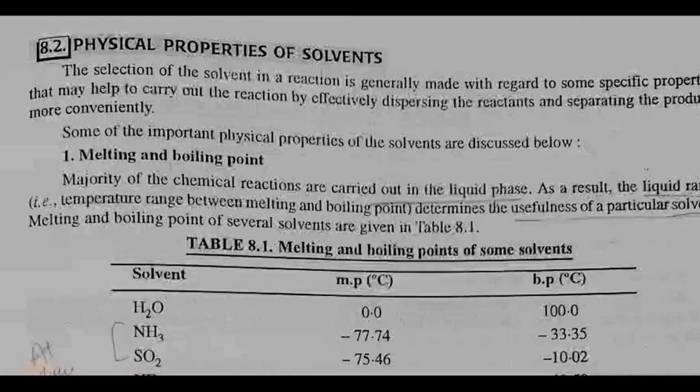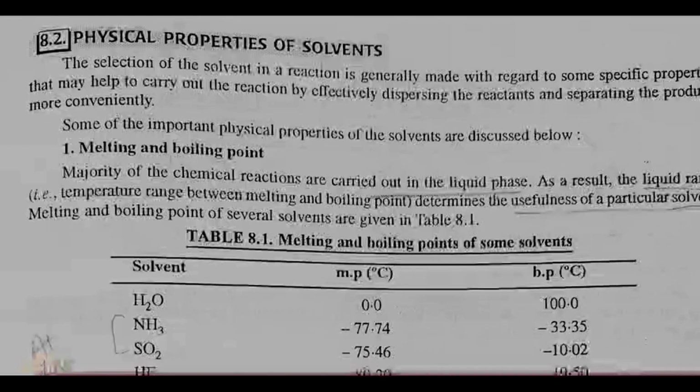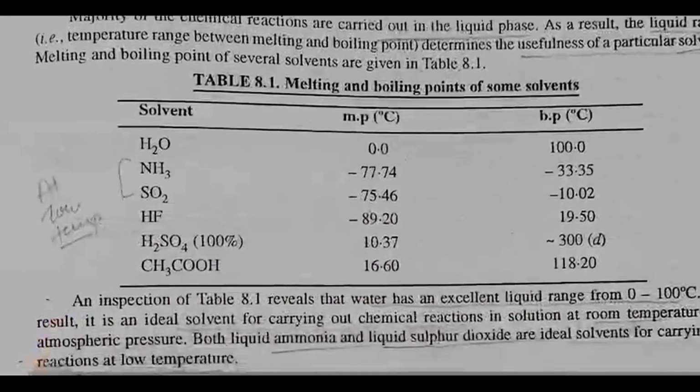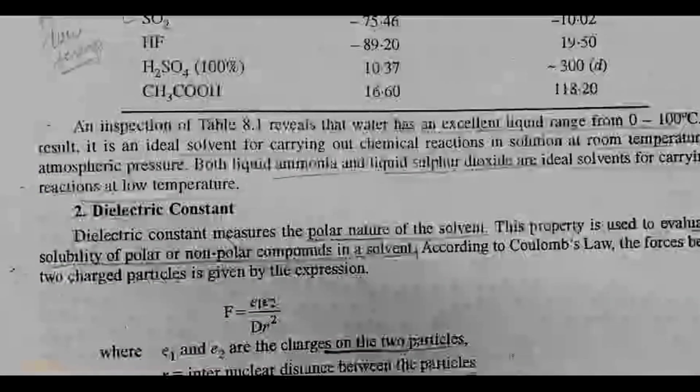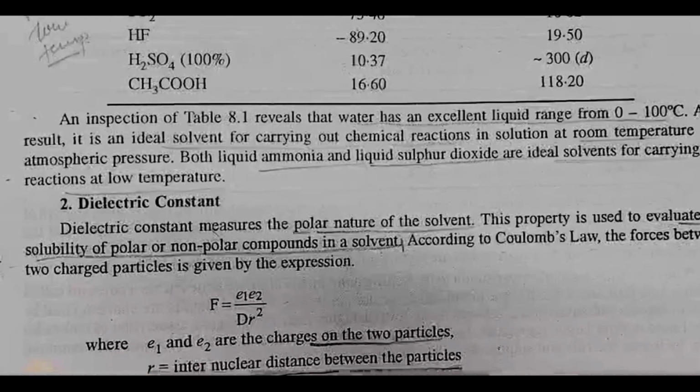First, melting and boiling point. Majority of the chemical reactions are carried out in the liquid phase. As a result, the liquid range, that is the temperature range between melting and boiling point, determines the usefulness of a particular solvent. Melting and boiling points of several solvents are given below. An inspection of table 8.1 reveals that water has an excellent liquid range from 0 to 100 degrees Celsius. As a result, it is an ideal solvent for carrying out chemical reactions in solution at room temperature and atmospheric pressure. Both liquid ammonia and liquid sulfur dioxide are ideal solvents for carrying out reactions at low temperature.